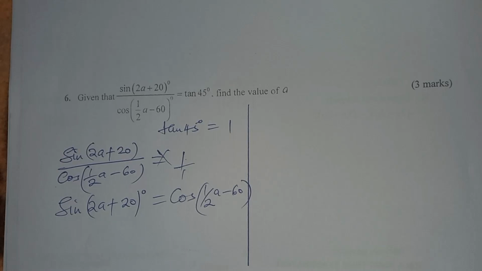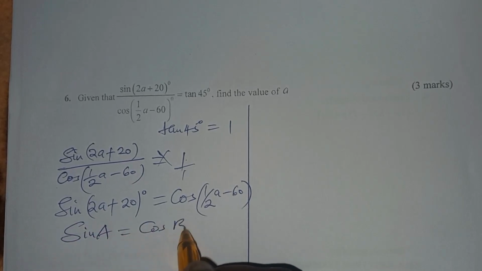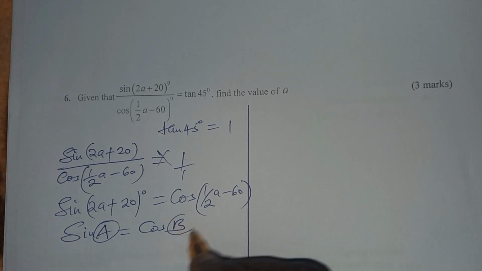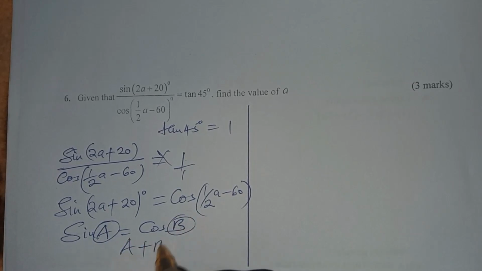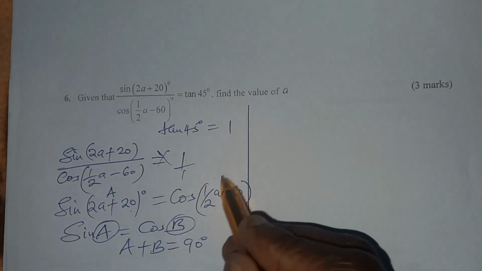After writing that, there's something that you notice, and here we are going to use the complementary property in trigonometry. Recall this: given sine of A is equal to cosine of B, look at these angles. A plus B should be complementary, that is, they should add up to 90 degrees. So in this case, we let 2a plus 20 be A, then half a minus 60 is B.